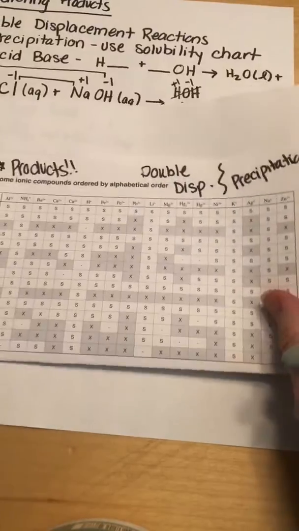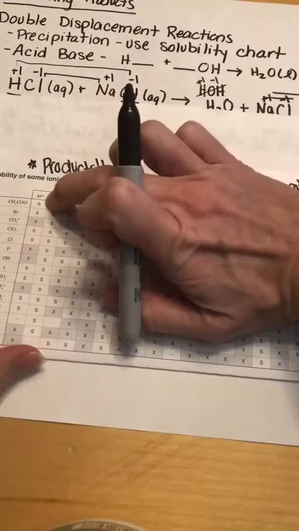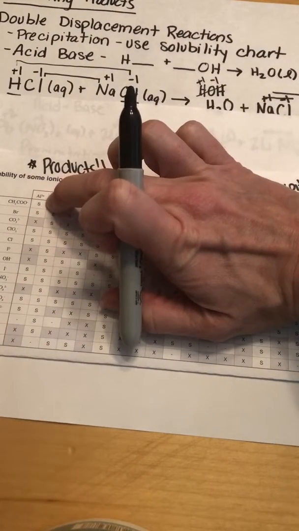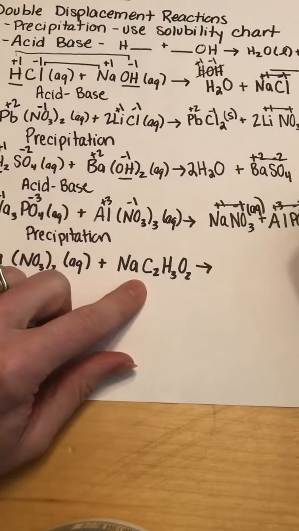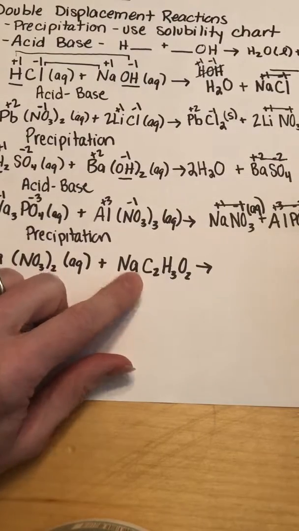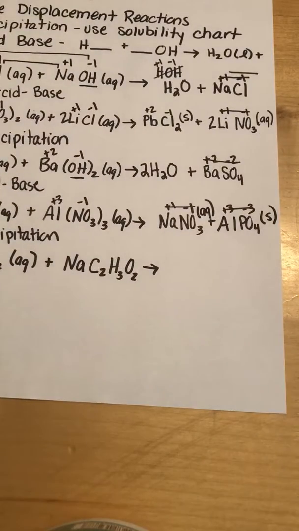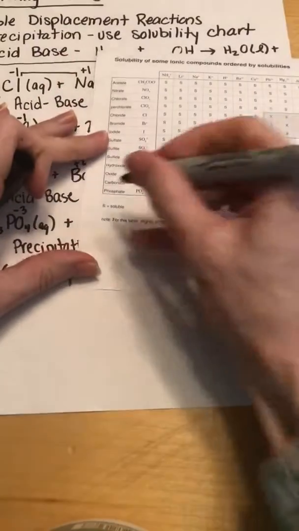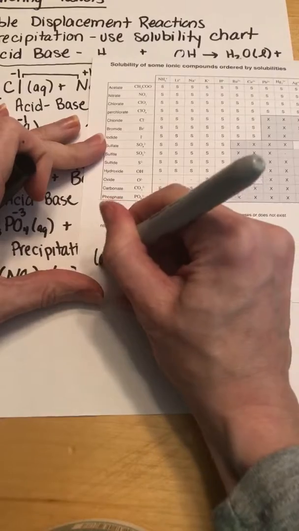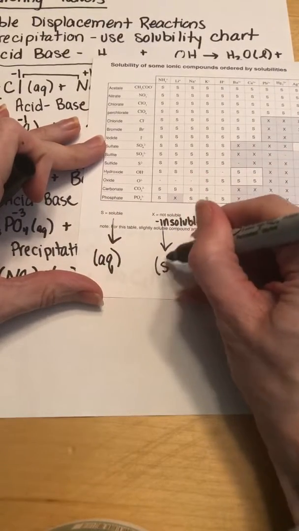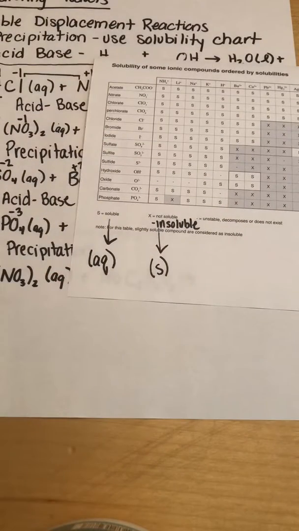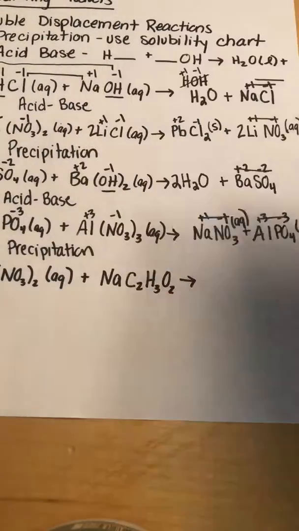Next one's aluminum phosphate. So I'm going to find aluminum and phosphate. If I go down, I get my X. X's mean insoluble or a precipitate. So that would be marked with an S for a solid. And if you want to put a note to yourself, if something's soluble, you always mark that as AQ. If it's insoluble, that gets represented in the chemical equation with an S. So that might be nice to have.